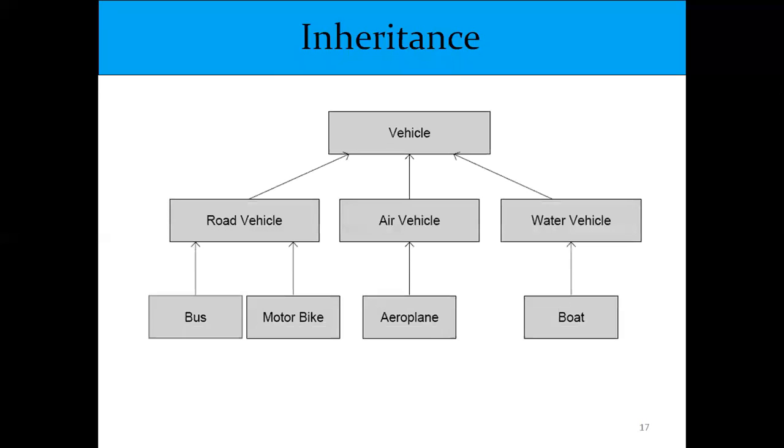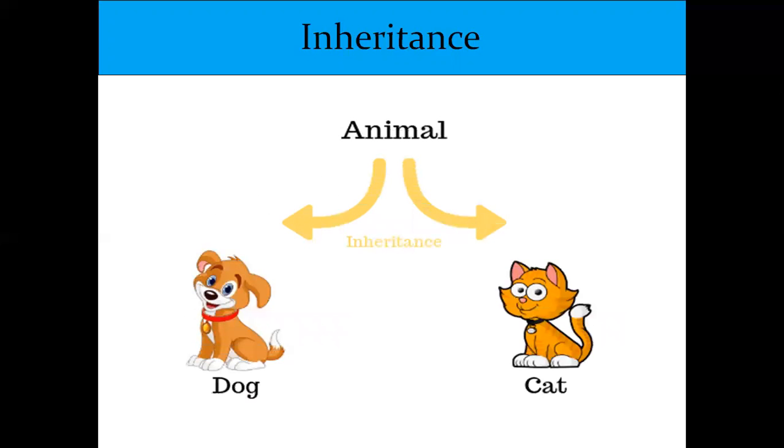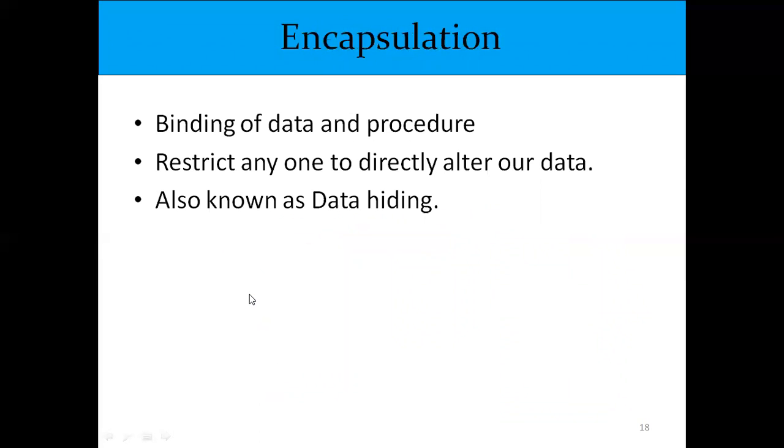So this is another example where vehicle is the main base class. From vehicle, you can have other subclasses: road vehicle, air vehicle, water vehicle. Again, from those you can have further subclasses. So bus can inherit properties from road vehicle, and indirectly it may inherit properties from vehicle. Similarly, this is also another example. Here, animal is a base class, and this is a subclass where we inherit properties from the base class into the derived class.